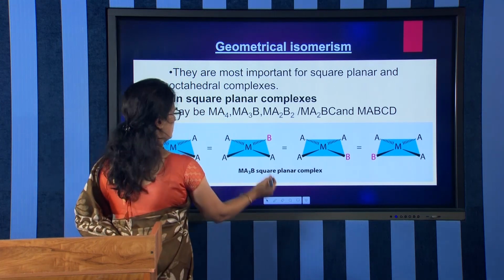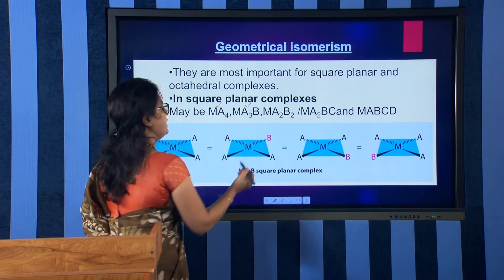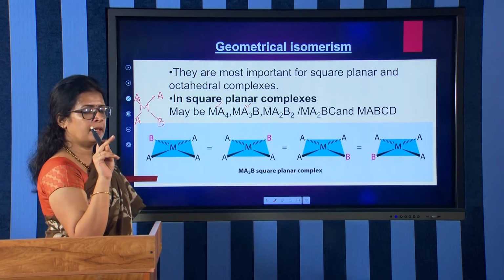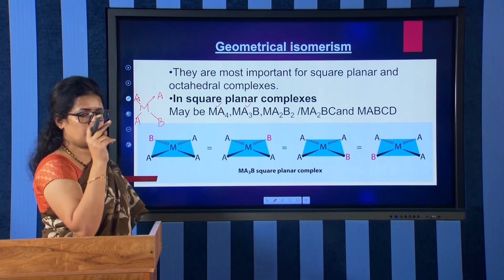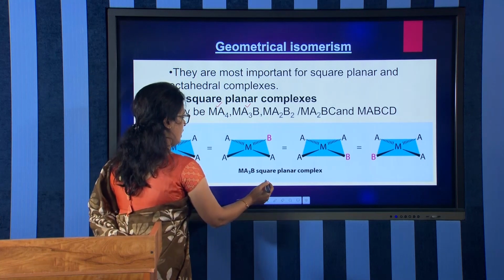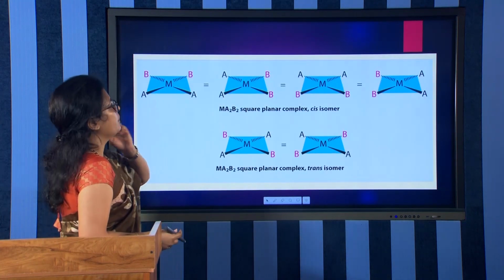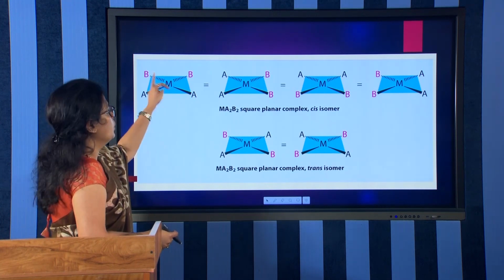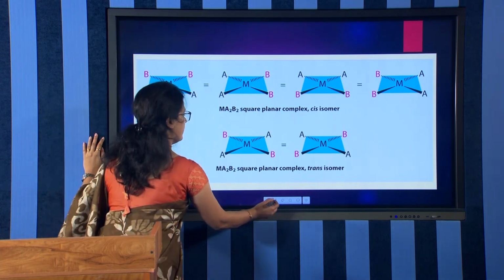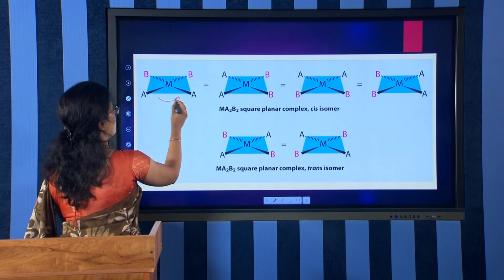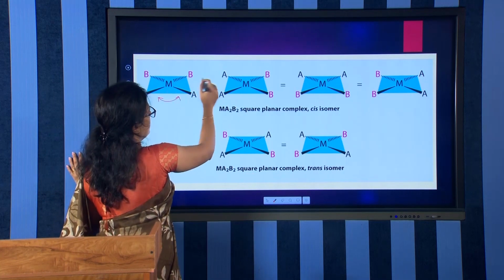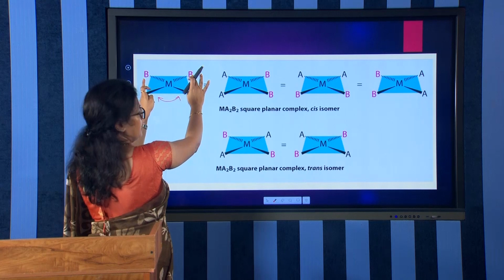Now MA3B is discussed, and next coming to the MA2B2 type. MA2B2 means M at the center, two ligands A will be similar and another two B will be similar. Now have a look at that. See this, MA2B2. See, this A and A are in the adjacent position, right. Now coming to the next part, if this 2B is there in this complex, if I am changing the 2B like this, this will be the same.